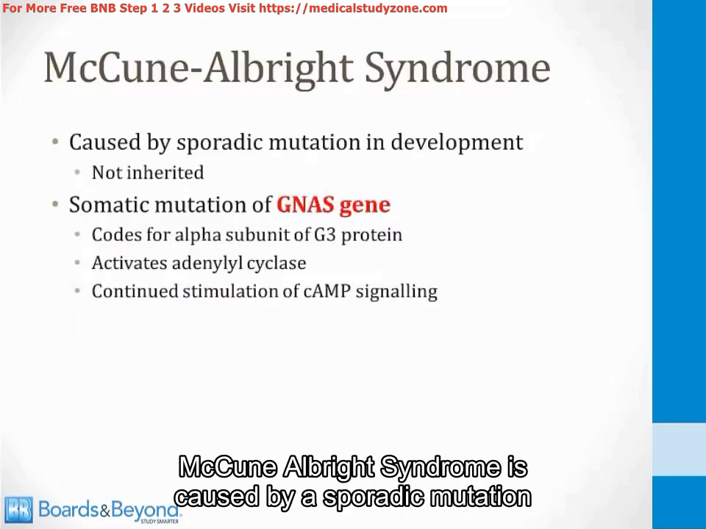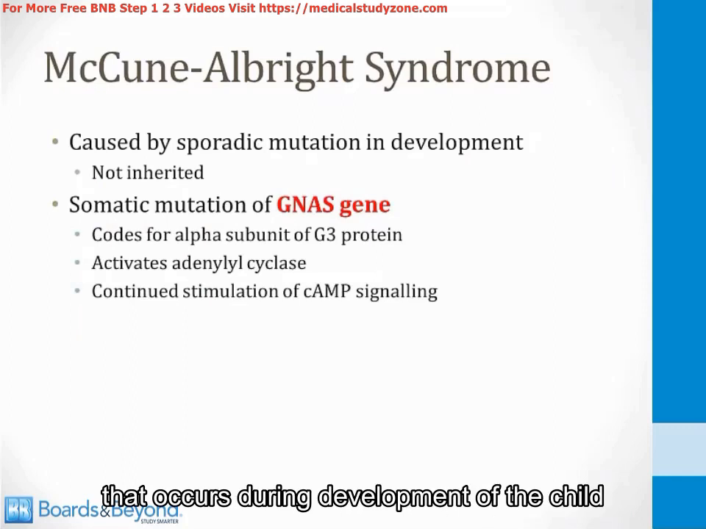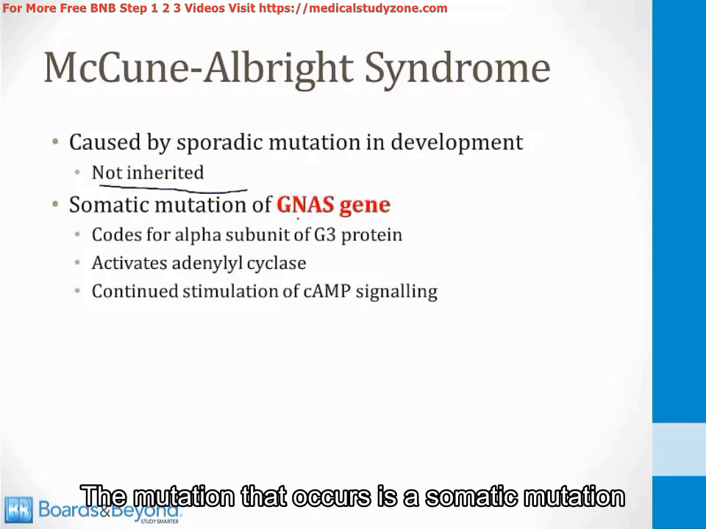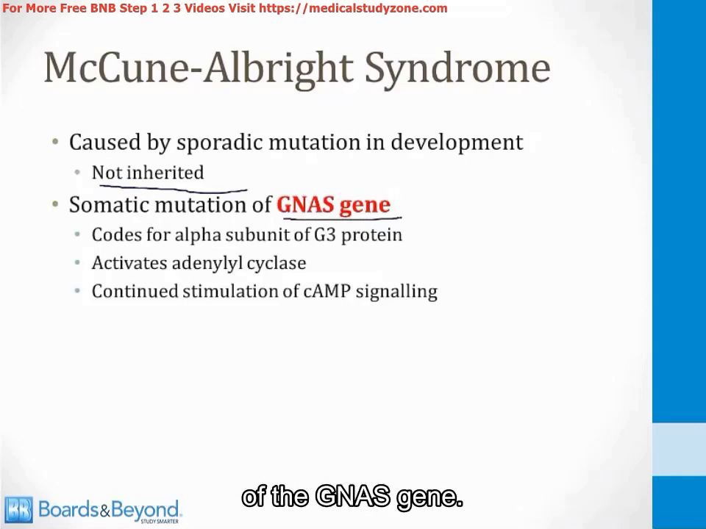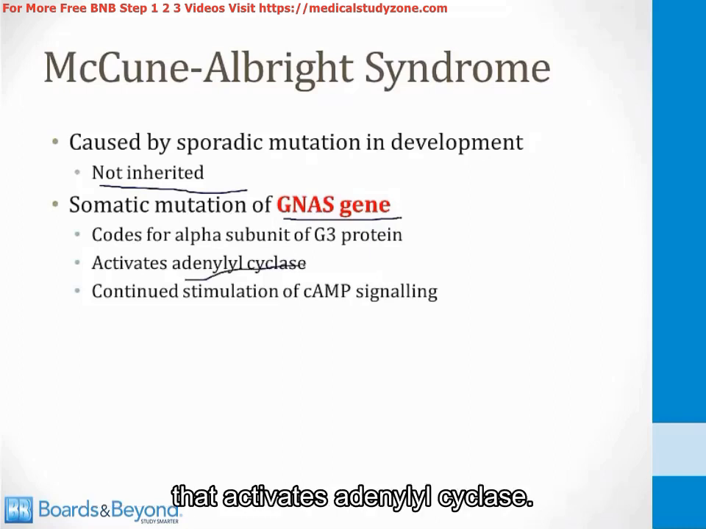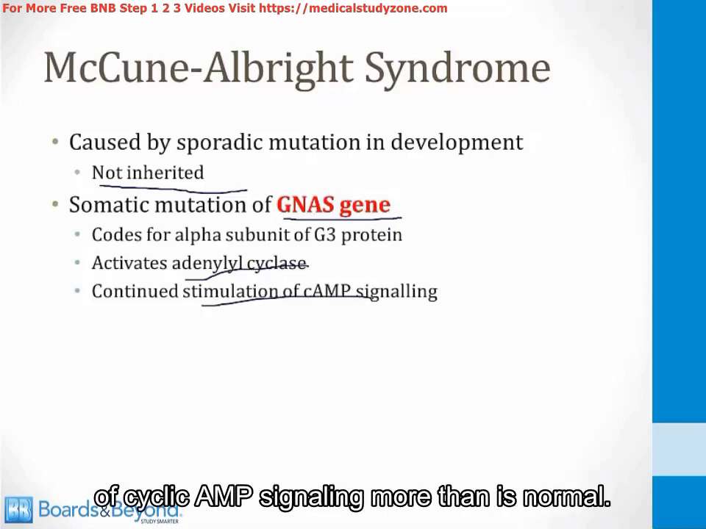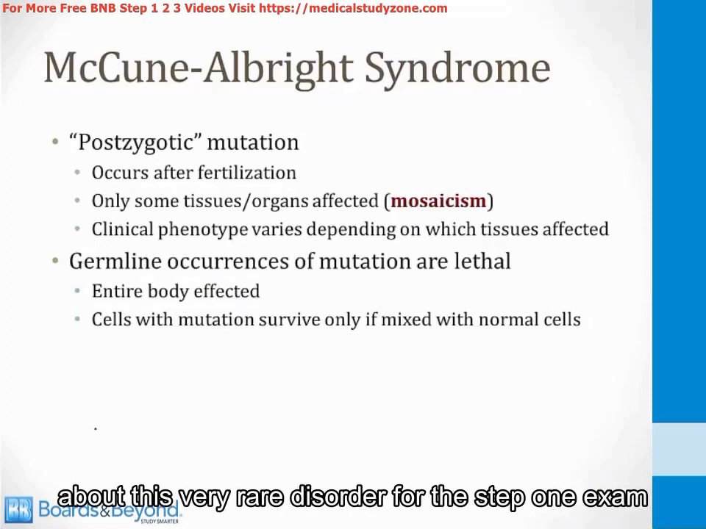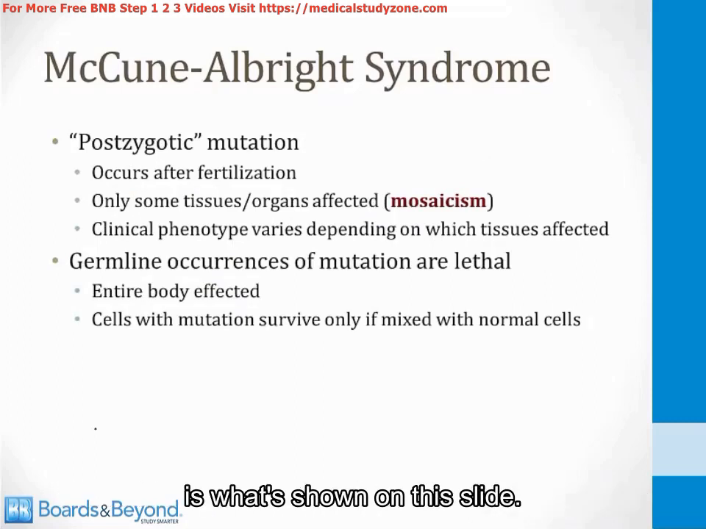McCune-Albright syndrome is caused by a sporadic mutation that occurs during development of the child. It is not an inherited genetic abnormality. The mutation that occurs is a somatic mutation of the GNAS gene. This codes for the alpha subunit of a G3 protein that activates adenyl cyclase, and when this gene is abnormal, it leads to continued stimulation of cyclic AMP signaling more than is normal. The most important thing for you to remember about this very rare disorder for the Step 1 exam is what's shown on this slide.